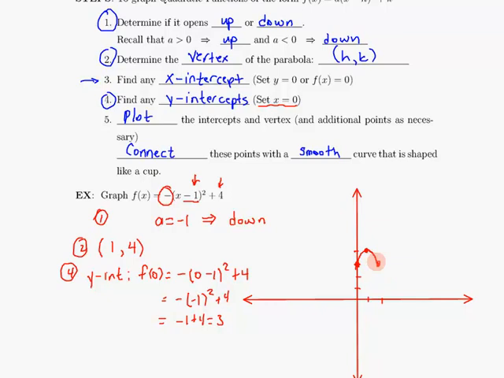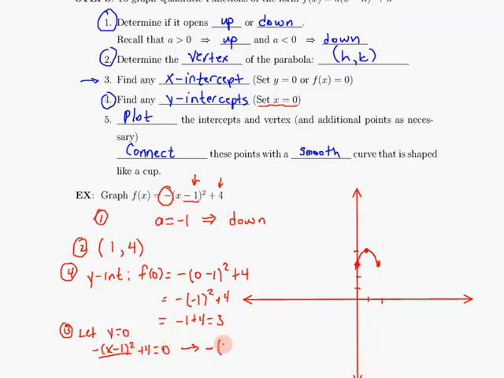Now the question next I want to know is, where does it cross the x-axis? So what I'm going to do to figure that out is, number 3, I'm going to set y equals 0. That is, I'm going to set the whole thing equal to 0. Negative x minus 1 squared plus 4 equals 0, and solve that. Okay, now this is a quadratic equation to solve, so I start by multiplying out the x minus 1 squared.